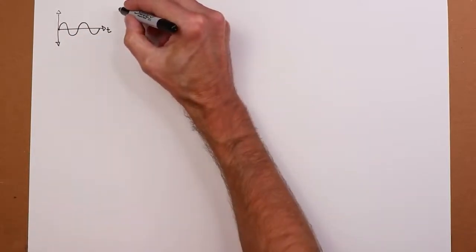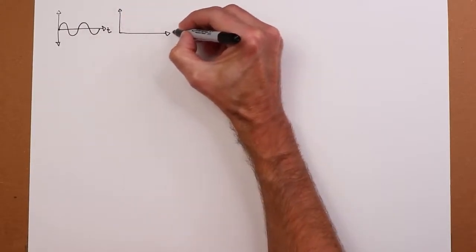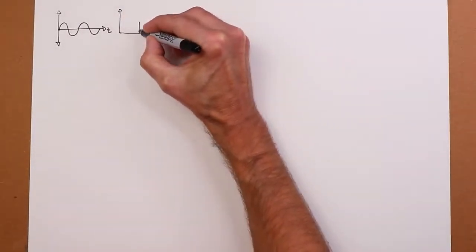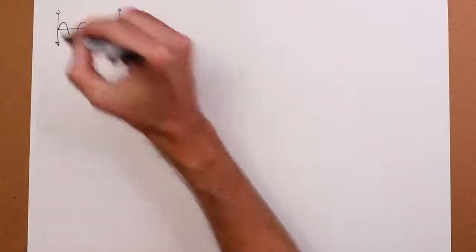If we were to plot this in the frequency domain, we would just get a simple spike at whatever this frequency is. Amplitude, of course, would correspond to this peak amplitude.